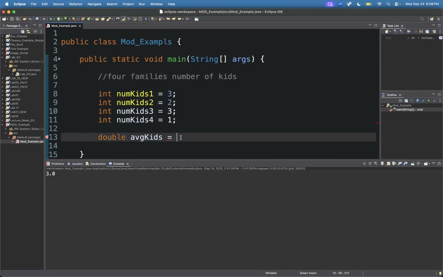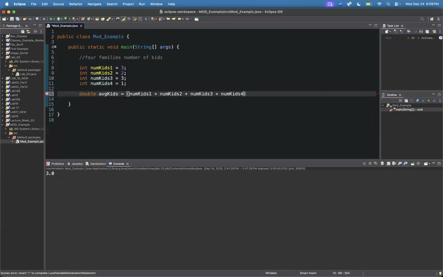I got an error here because I haven't done this yet. If you wanted to calculate the average number of kids that these families had, you'd have to add up the number of kids. You'd have to add the first number of kids plus the second number of kids plus the third number of kids plus the fourth number of kids. Let me make it smaller. You'd have to do all that.